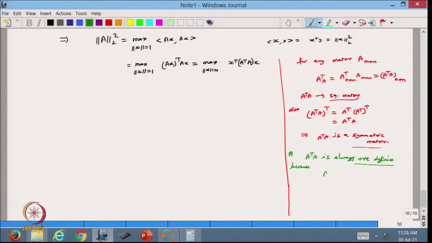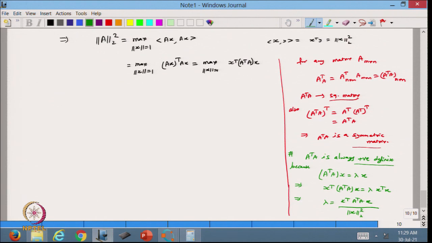Suppose I take any x such that A transpose A x is equal to lambda x; this is an eigenvalue equation. From here I can write x transpose A transpose A x equals lambda x transpose x, and lambda is equal to x transpose A transpose A x divided by x transpose x. So, I can write that this is equal to the norm square.